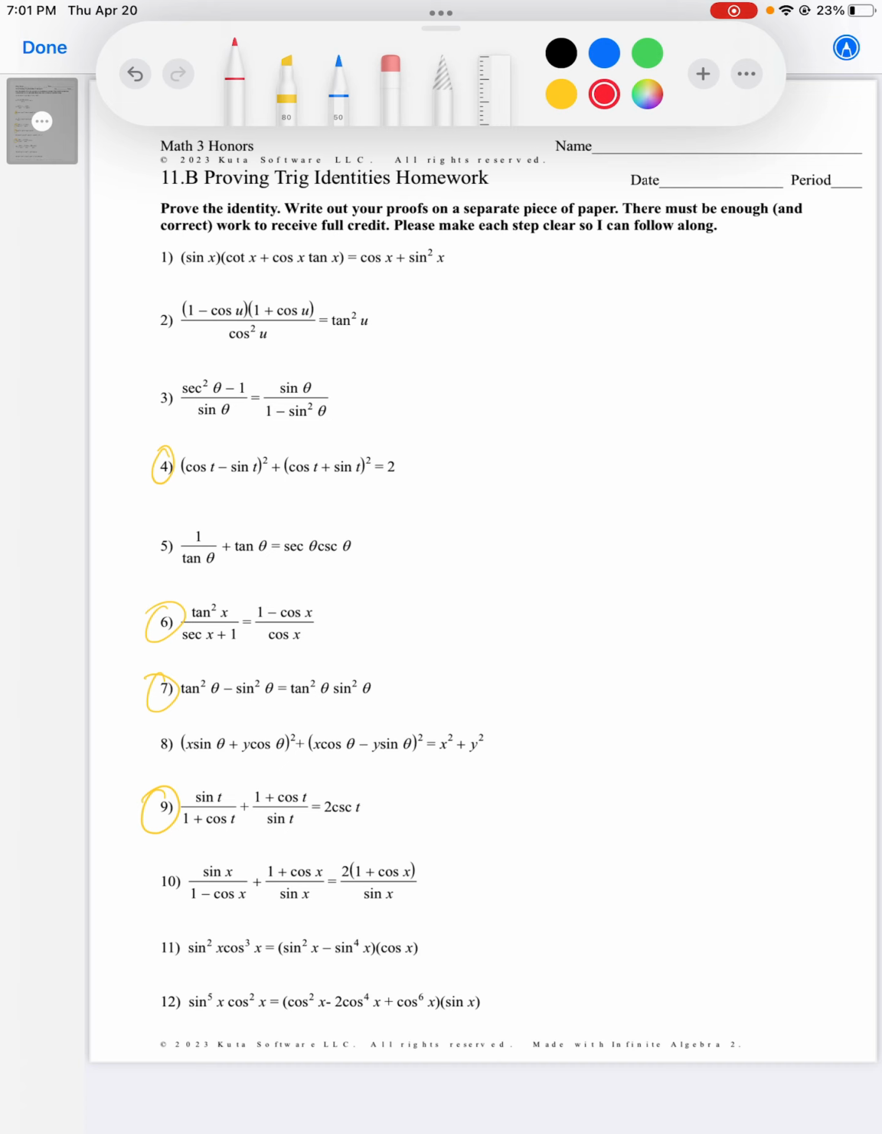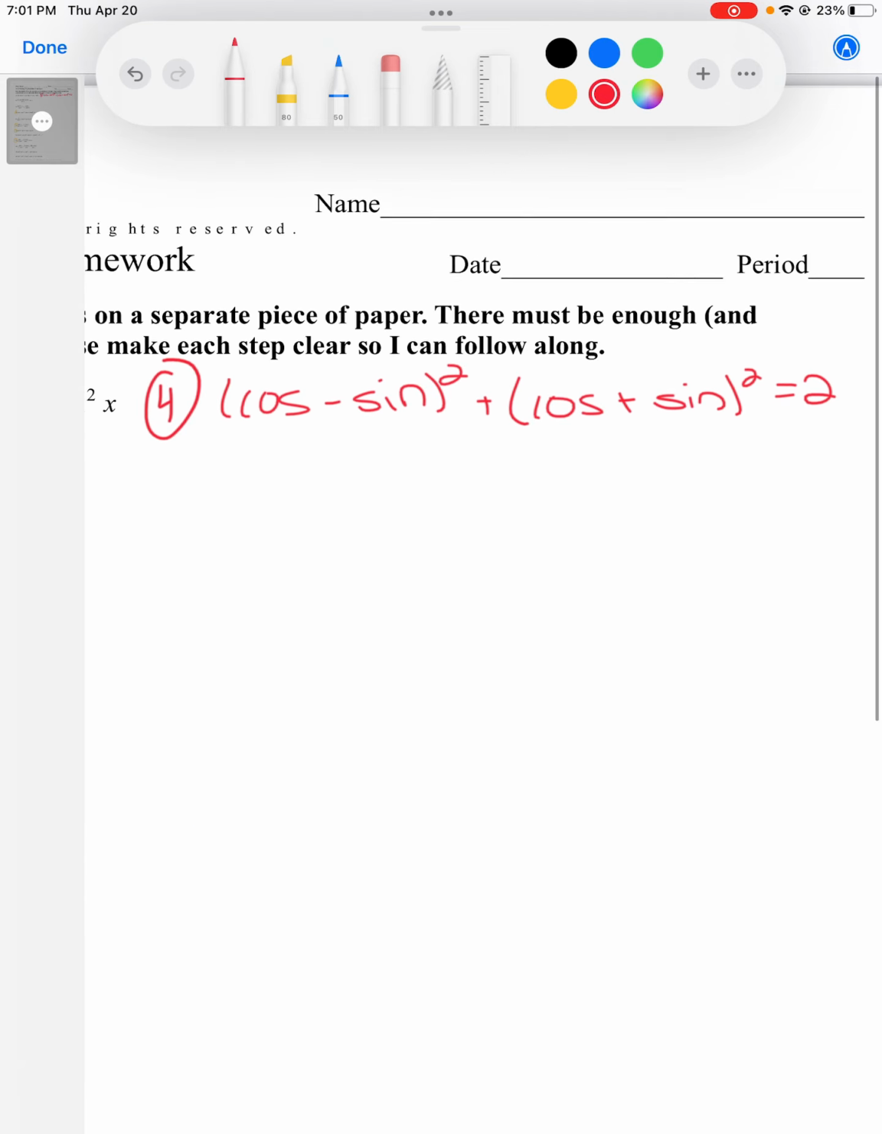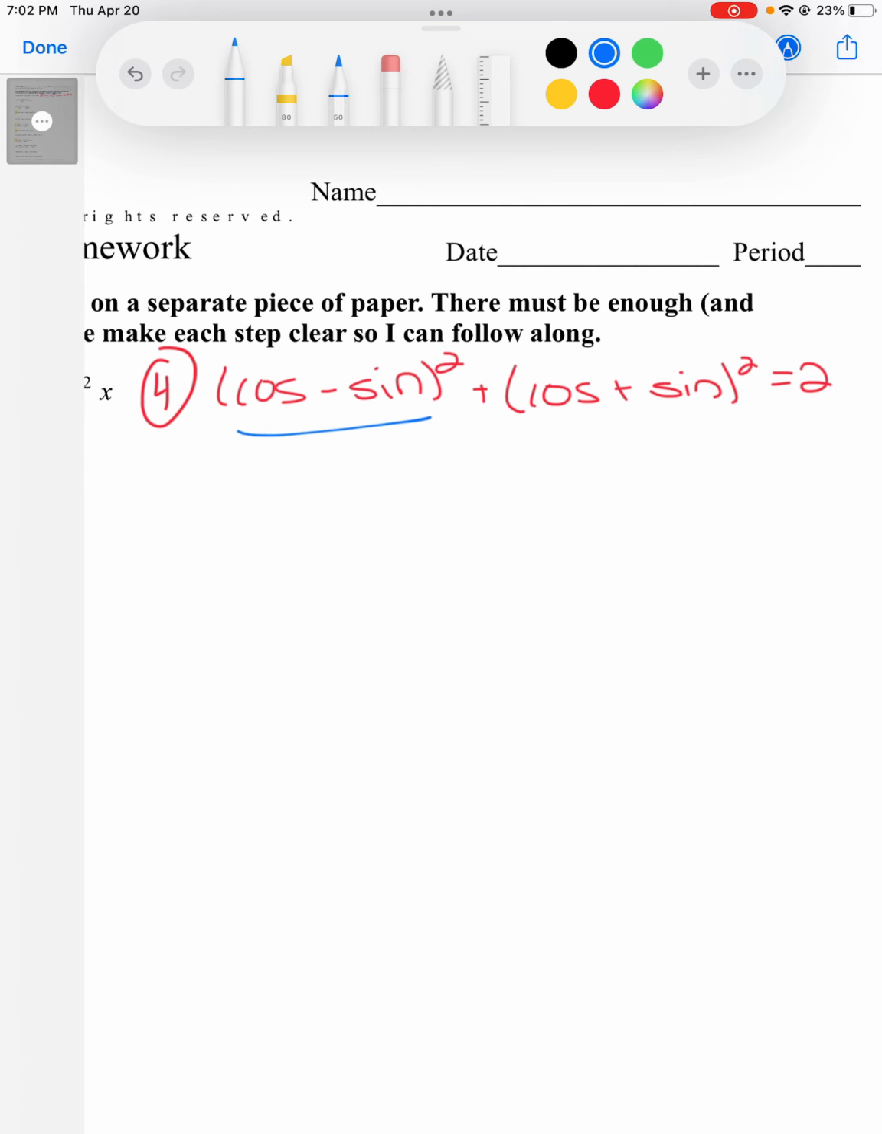Okay, so I'm going to start with question 4. So I'll write it up here. I'm just going to write the cosines and sines right now instead of the letters, just to save some time and space on here. With this one, I know a lot of you are thinking you can just distribute like this, but you cannot because they are added together, right?